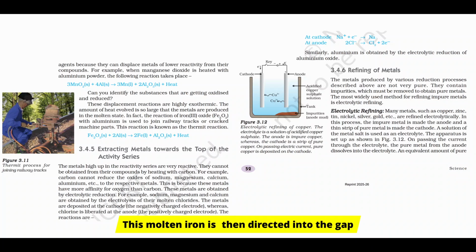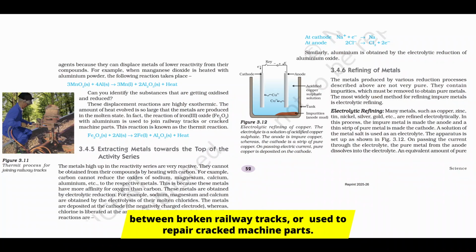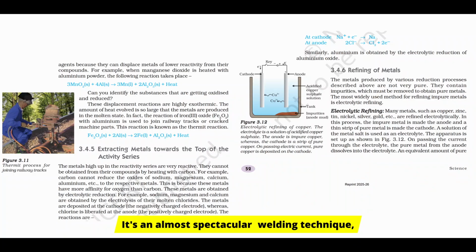This molten iron is then directed into the gap between broken railway tracks or used to repair cracked machine parts. It fuses the pieces together as it cools and solidifies. It's an almost spectacular welding technique based entirely on a displacement reaction. The thermit reaction sounds incredible, Tudor, like controlled fireworks with a purpose.